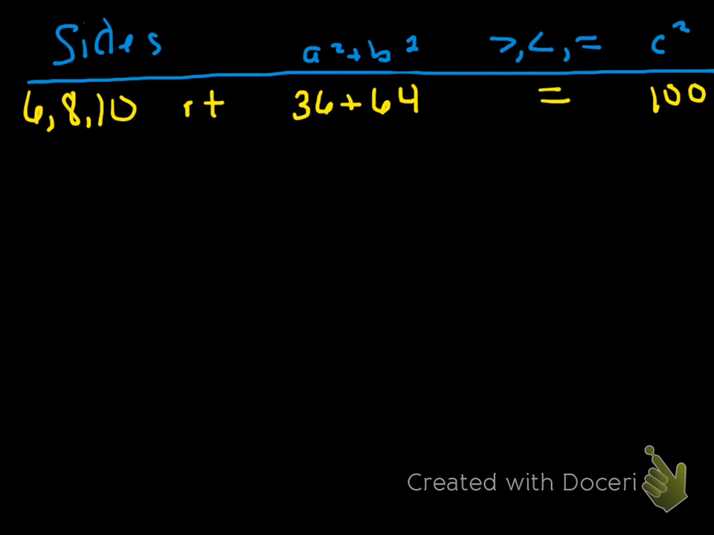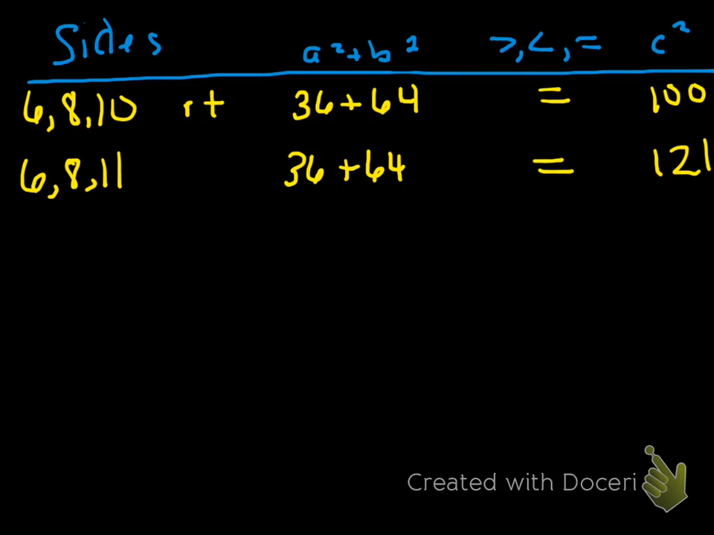All right. The second one, we've got 6, 8, 11. We're going to do the same thing. So we've got 36 plus 64, and 11 squared is 121. First of all, it doesn't equal that. 36 plus 64 is still 100, so 100 is less than 121.